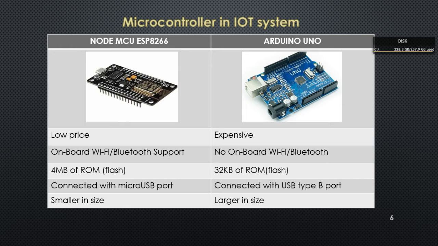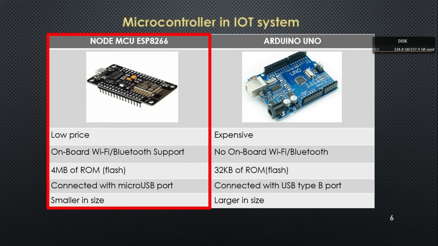NodeMCU uses a micro USB port, which is easier to program because most smartphones use a micro USB port. Arduino Uno uses a USB type B port, where the cable type is difficult to get. NodeMCU is smaller in size than Arduino Uno. So, in my project, I use NodeMCU ESP8266 as my microcontroller.